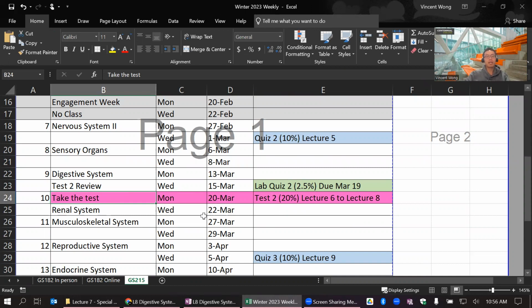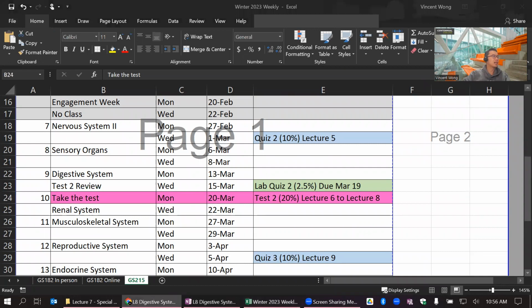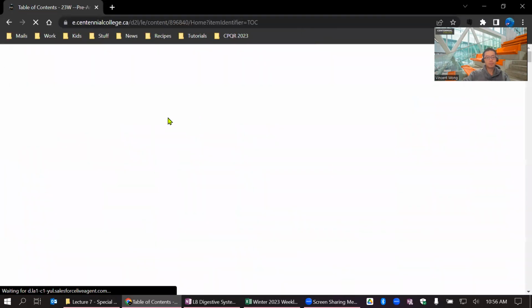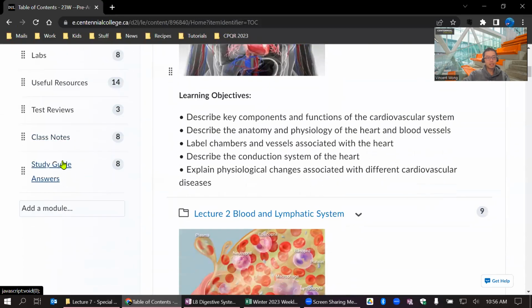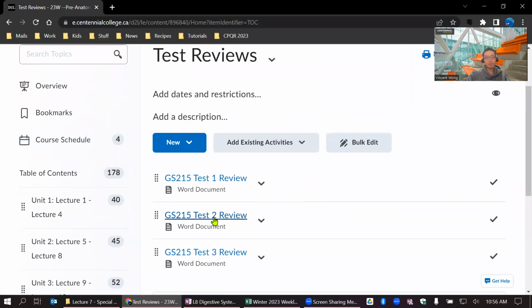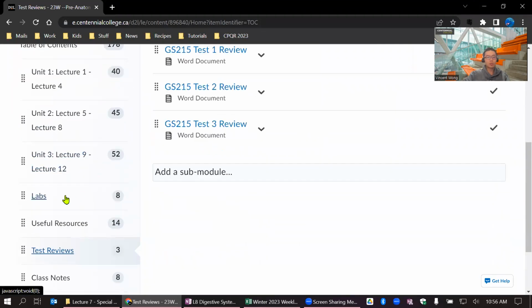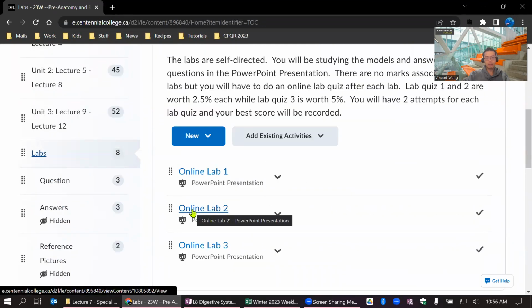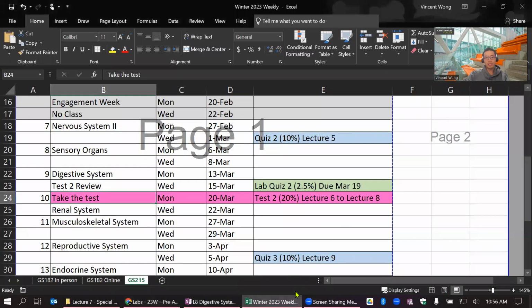Okay, but here's what's gonna happen, right? Wednesday we're gonna do the test 2 review, which I think is already posted. Let me just quickly check to see if it is. Here, I'll show you where I'm looking at. So this is the table of content, and then test review. Yep, number 2 is already up. Okay, so we're gonna take that up Wednesday. We will also do the lab, take up the online lab number 2, right? Okay, and those things will serve as the review for test number 2.